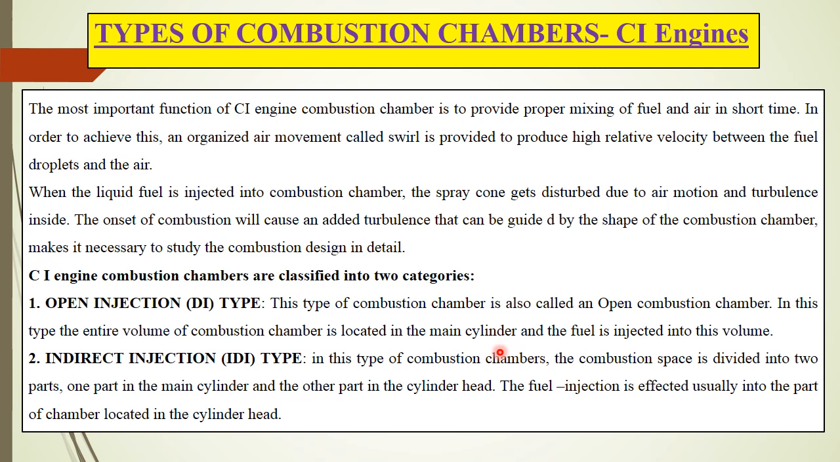The entire volume of the combustion chamber is located in the main cylinder, and fuel is injected into this volume in the main engine cylinder. Whereas in the indirect injection type, that is the IDI type, the combustion space is divided into two parts: one part in the main cylinder and the other in the cylinder head.